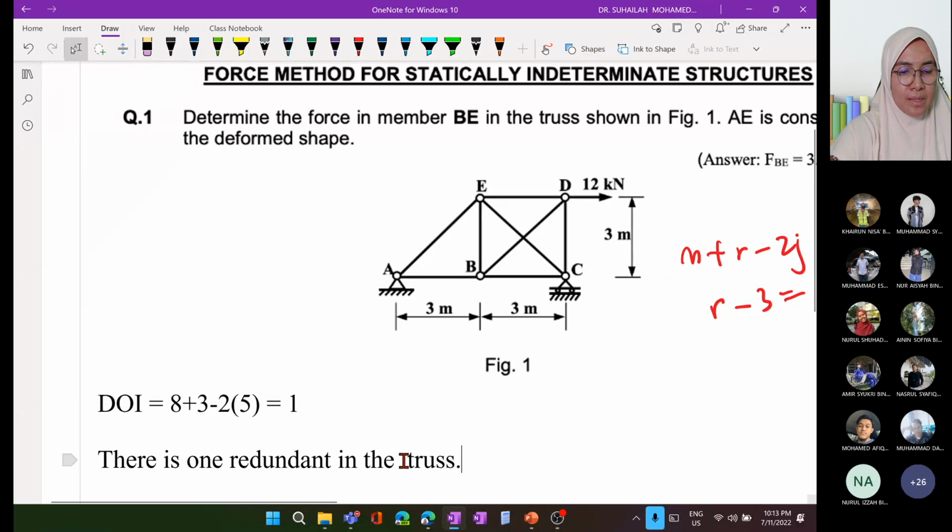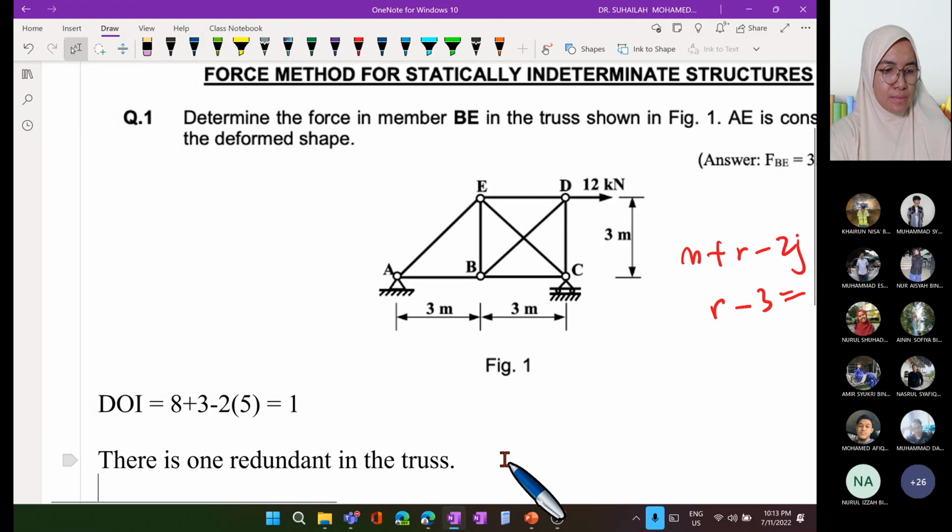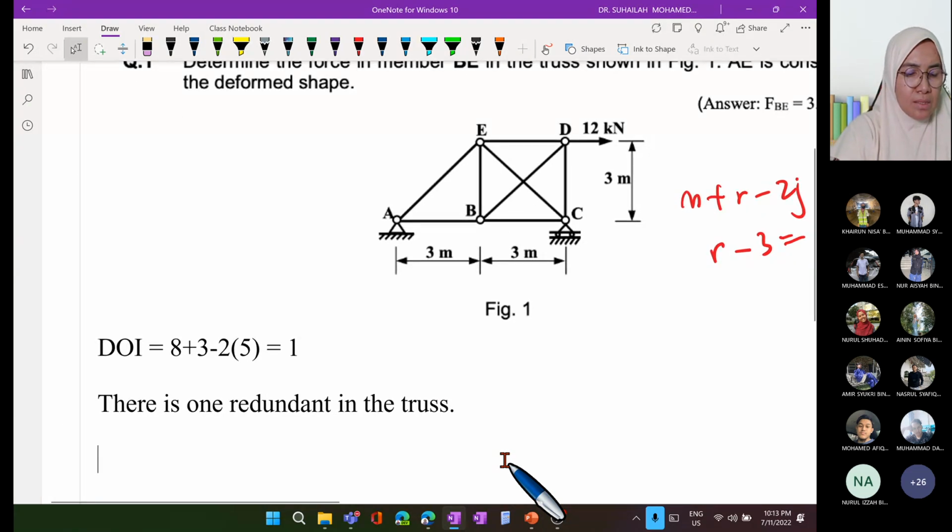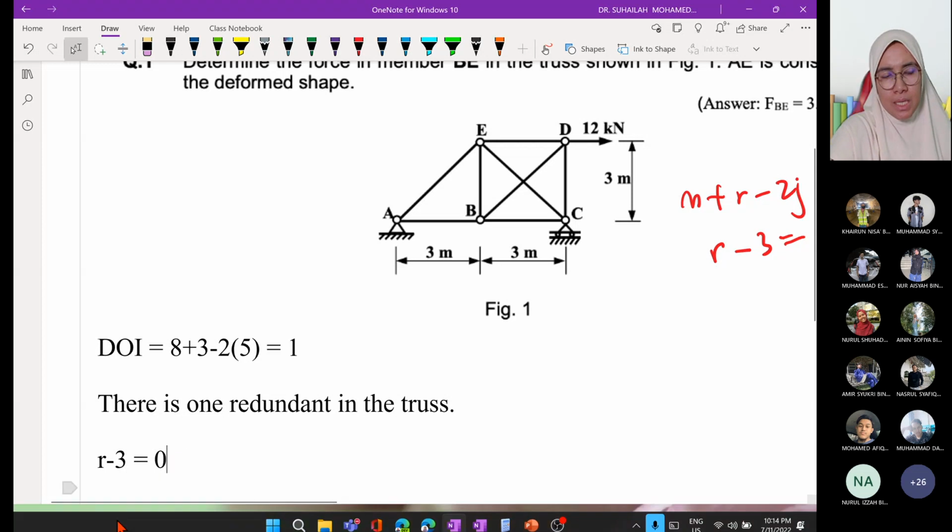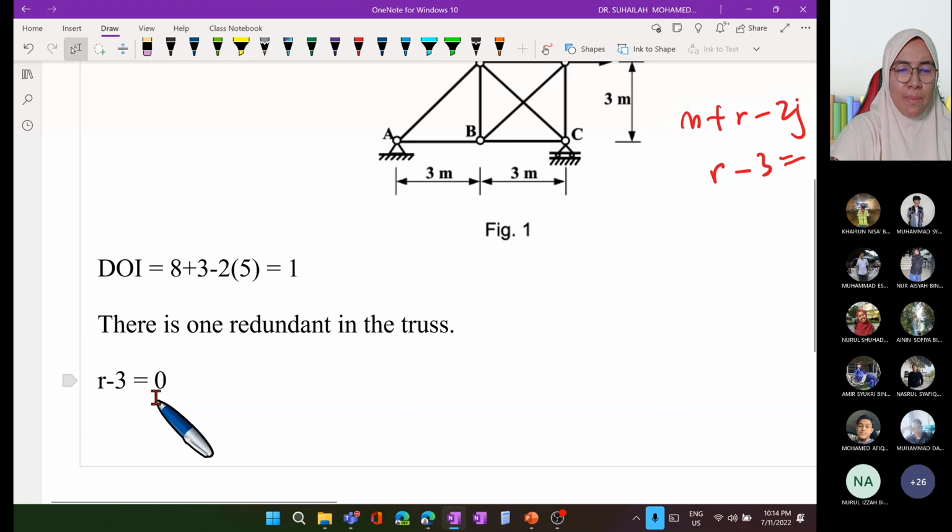Okay, how to check? It is R minus 3. R minus 3 equals how many R? Reaction is 3. 3 minus 3, we get 0. It means that we have to choose member force as redundant. So externally, it is already stable, because R minus 3 is equal to 0.